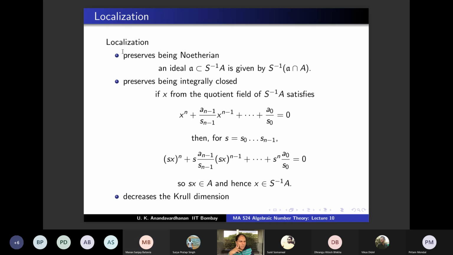What is dimension 0? It's a field. So according to some people, maybe a field is also a Dedekind domain. Localization decreases the Krull dimension, so if you started with something with dimension 1, you may get dimension 0 or 1. If you include fields also as Dedekind domains, then localization of a Dedekind domain is a Dedekind domain. So being a Dedekind domain is preserved under any localization for any multiplicative set.